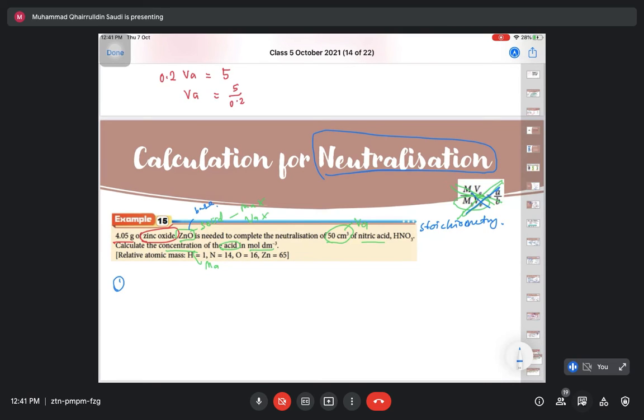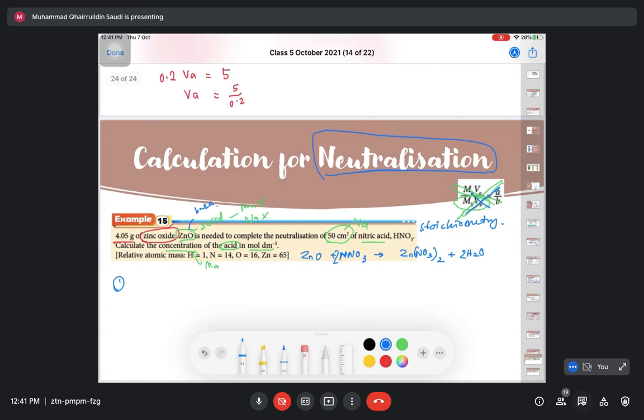First one, we have to write down the chemical equation. Zinc oxide plus nitric acid equal to zinc nitrate plus water. Balance, which is of course not balanced. So two in front here, 2 hydrogen. One zinc, one oxygen. One zinc, one oxygen. 2 hydrogen, 2 hydrogen. 1 nitrate, two nitrate. 2 nitrate. Okay, done.